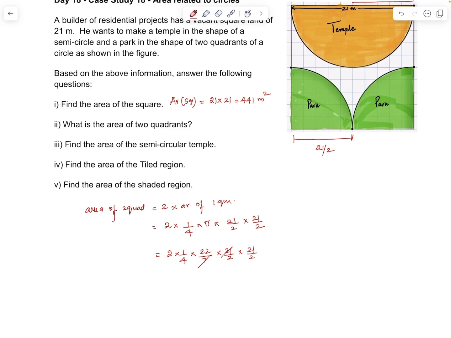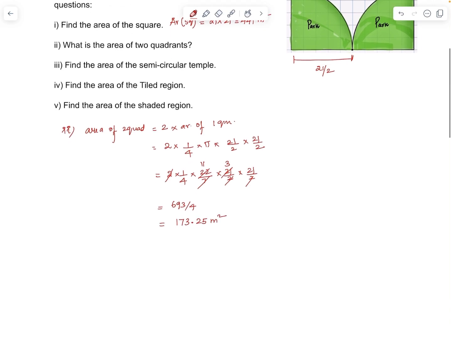this can be simplified to get 693 upon 4, which is 173.25 meter square.